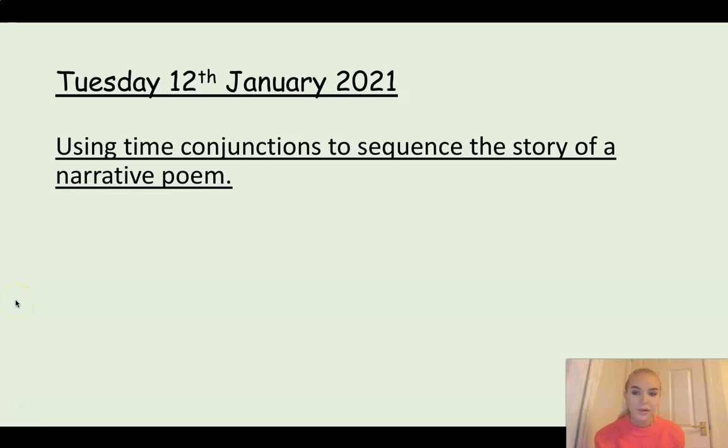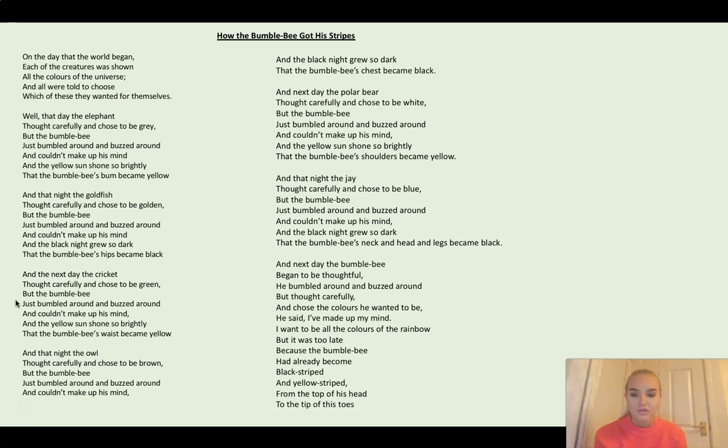Hello Year 4, welcome back to your second English lesson of this week. In today's English lesson we are going to be learning to use time conjunctions to sequence the story of a narrative poem. Now to start with, I'm just going to draw your attention to the poem that we've been looking at this week so far, How the Bumblebee Got His Stripes.